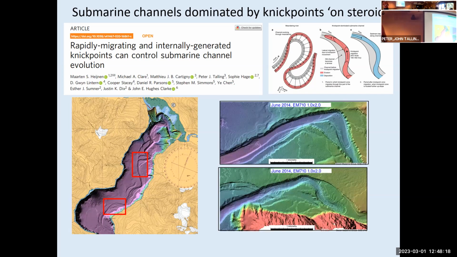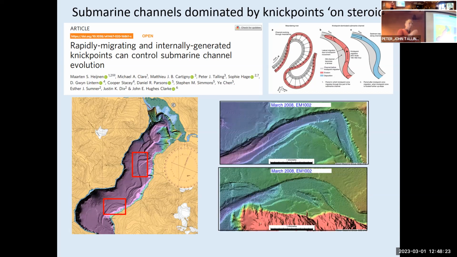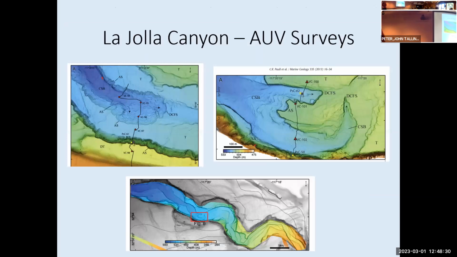We live in hope. But again, very different to a river that has a point bar and secondary flow that sweeps the sediment to the inside and makes a point bar. These nick points are just dominating. So those nick points are just offshore here.